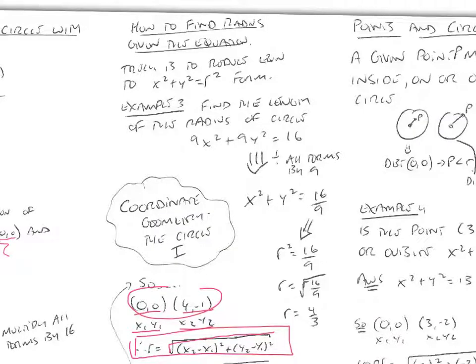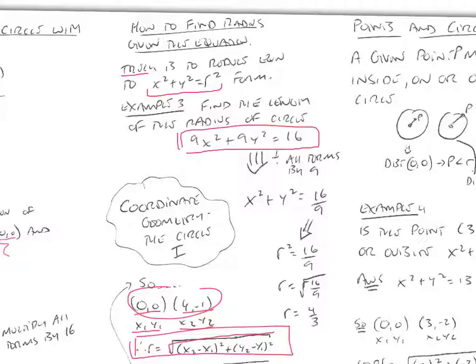Now, let's look at how to find the radius of a circle given the equation for the circle. The trick with these is to reduce the equation to the form x squared plus y squared equals r squared. So here's an example. Find the length of the radius of the circle 9x squared plus 9y squared is equal to 16.